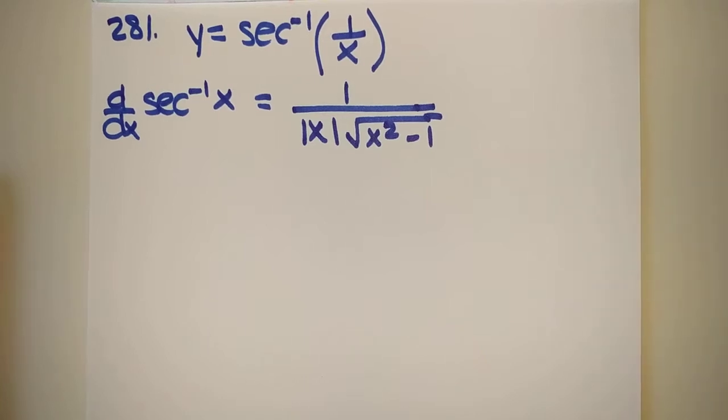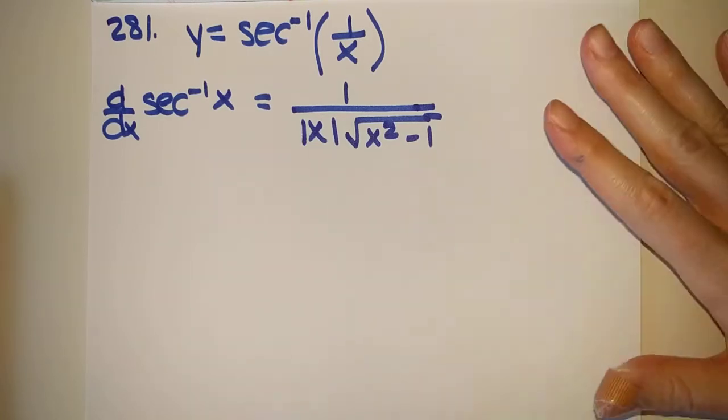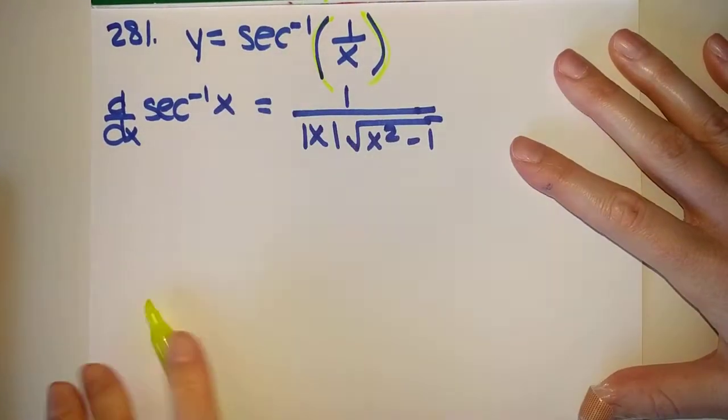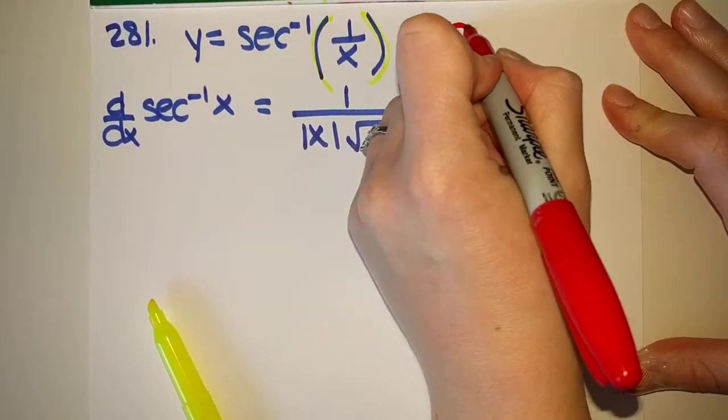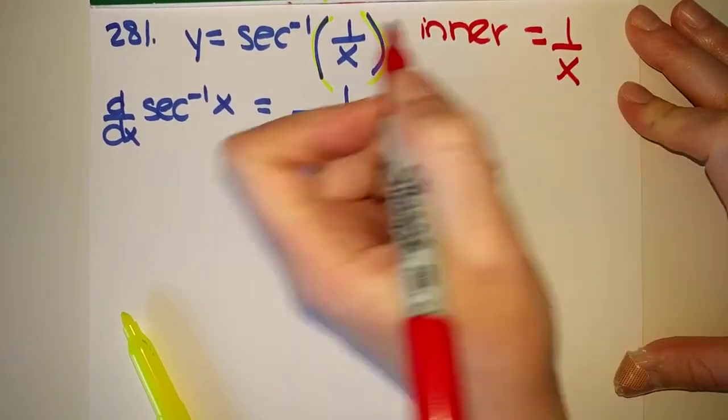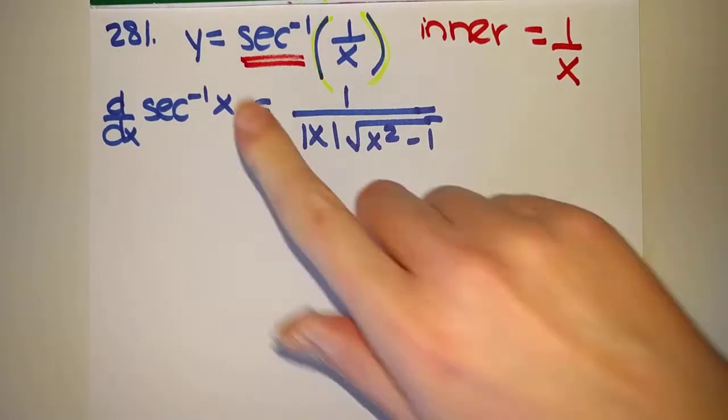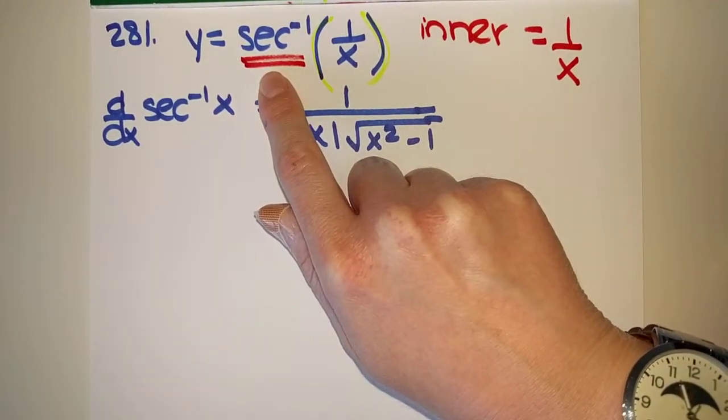So this is one of the neatest questions in terms of how things simplify. The first thing that you notice, of course, is that there are parentheses, so that means you have an inner function of 1 over x. So our inner function is 1 over x, leaving us with an outer function of secant inverse to differentiate first.